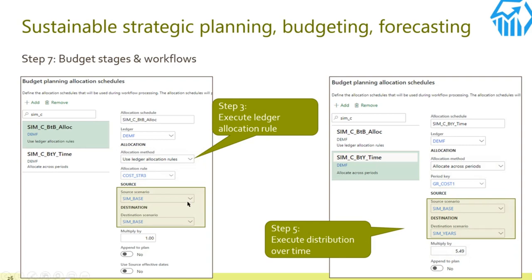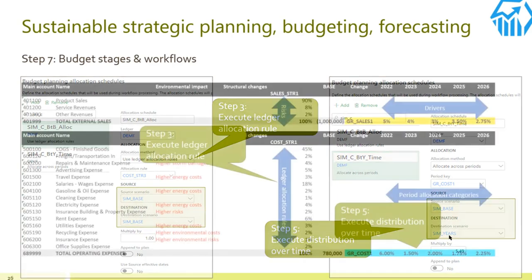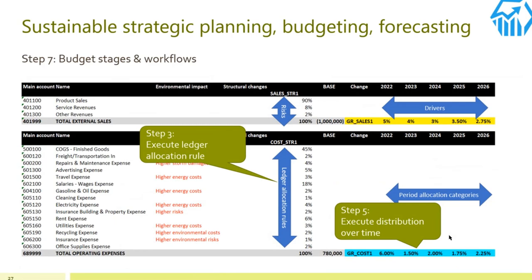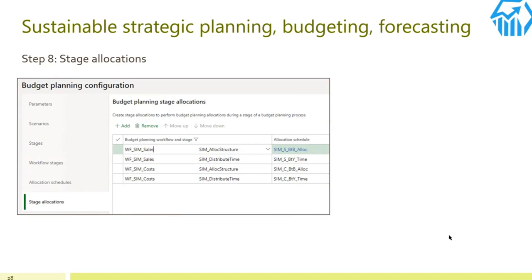And then here we have the source scenario and the destination scenario, which is the same for this ledger allocation rule. But when I distribute it over time, I said, okay, I want to have it in this scenario called years. It's not really necessary, but I just wanted to have it this way. Okay, and this slide just summarizes these things once again. Then the next thing is the stage allocations. They basically define when these allocations, either the ledger allocation rules or the one over time, are executed.